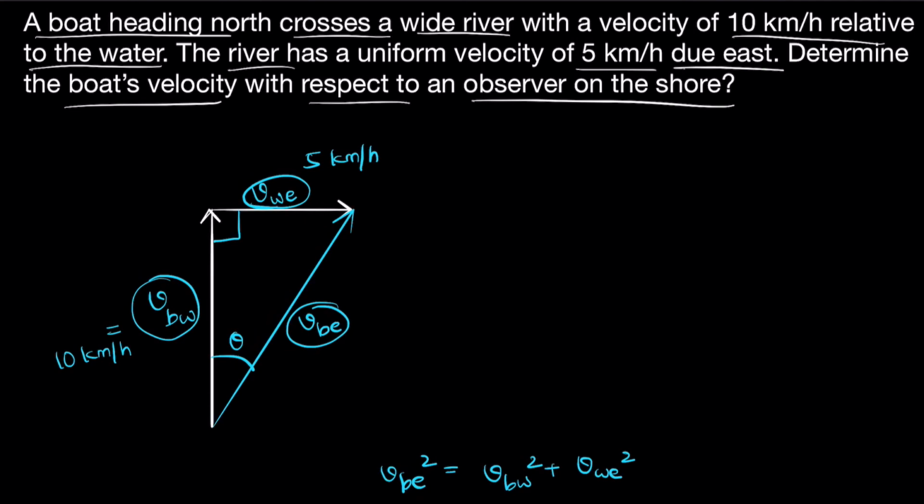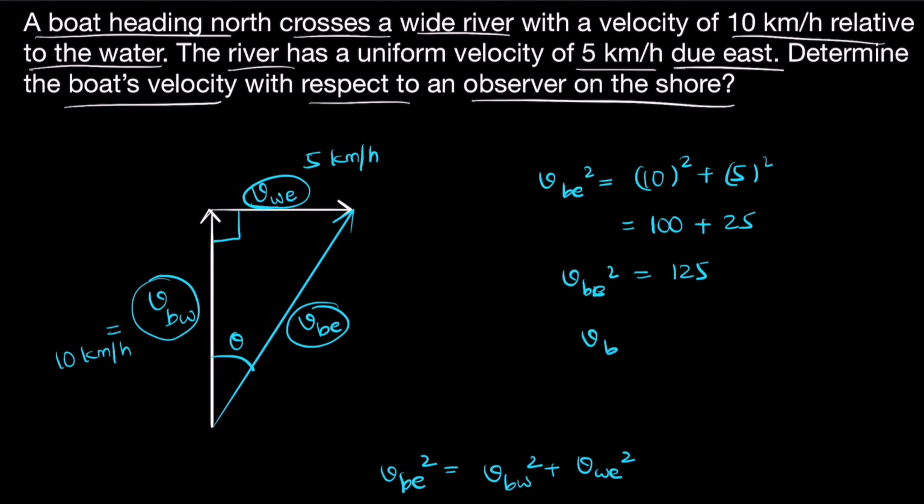So what do you have left here? VBE square equals VBW square, which is 10 square, plus 5 square. So which is 100 plus 25, which is 125. So VBE becomes under root 125, and that value becomes 11.18 kilometers per hour. So this is the velocity of the boat with respect to the earth.